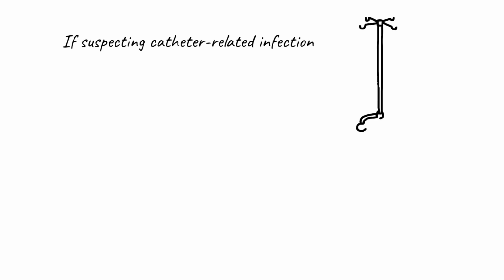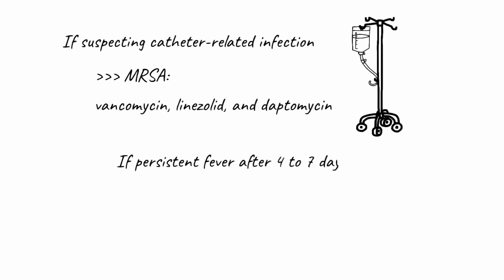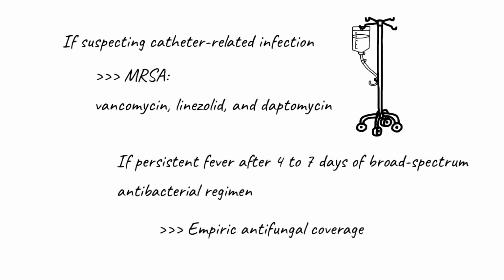If you are suspecting a catheter-related infection, or your patient is not responding to treatment or is hemodynamically unstable, coverage should be expanded to include resistant species such as MRSA, VRE, or ESBL. If fever persists after 4 to 7 days of broad-spectrum antibiotics, we will start antifungal coverage.